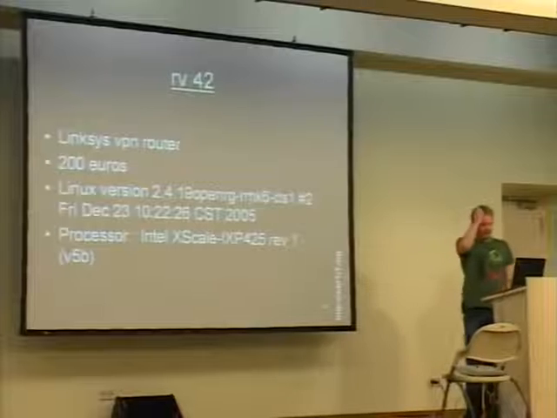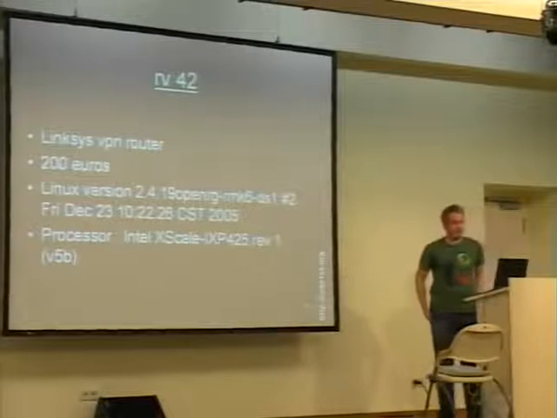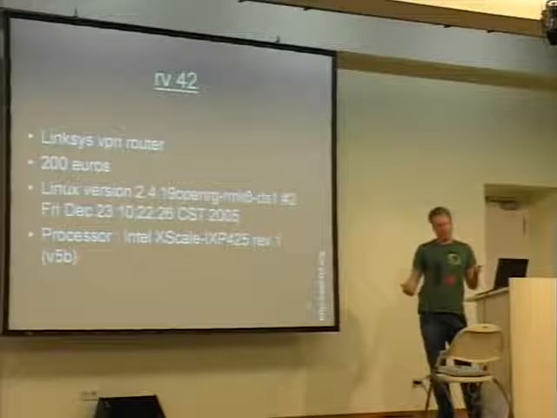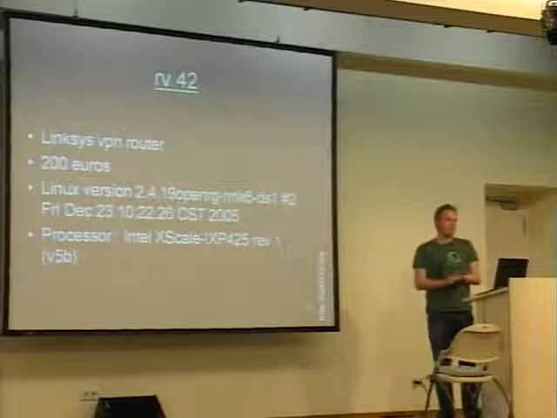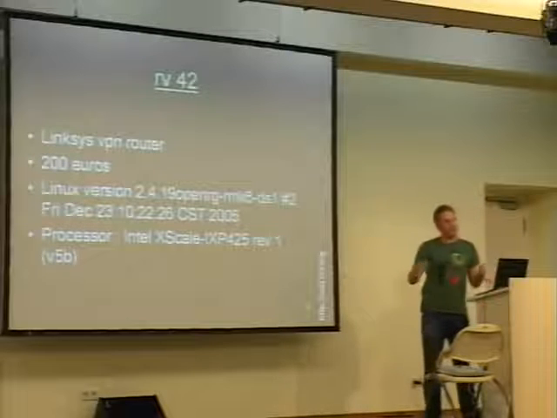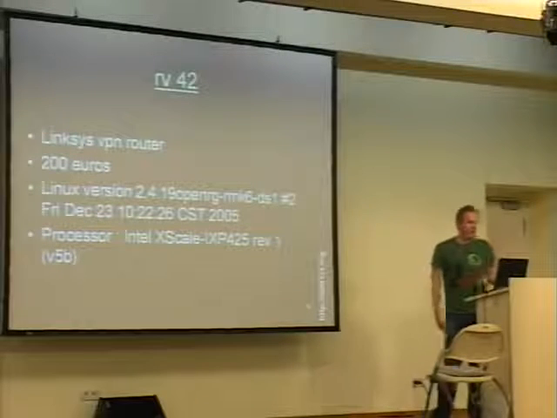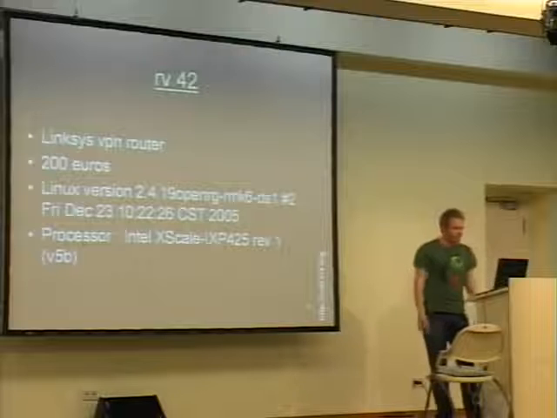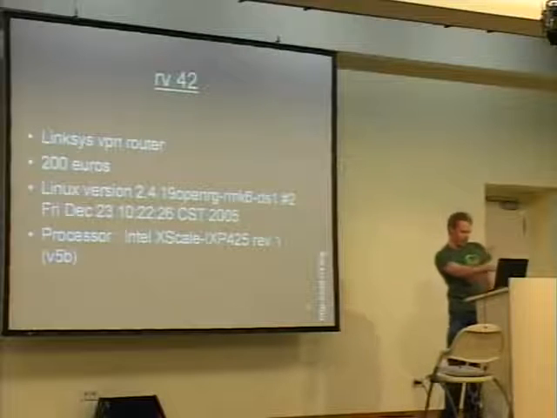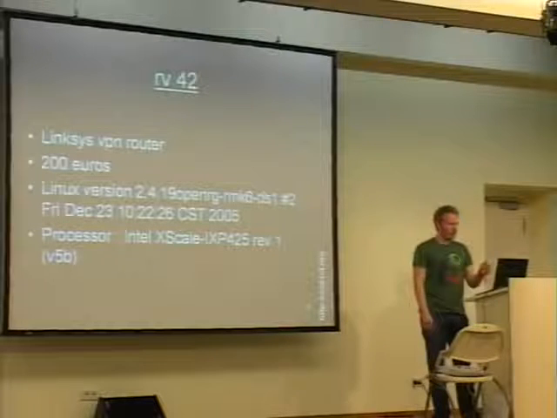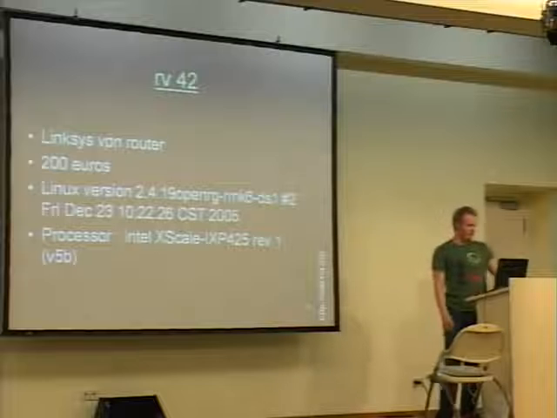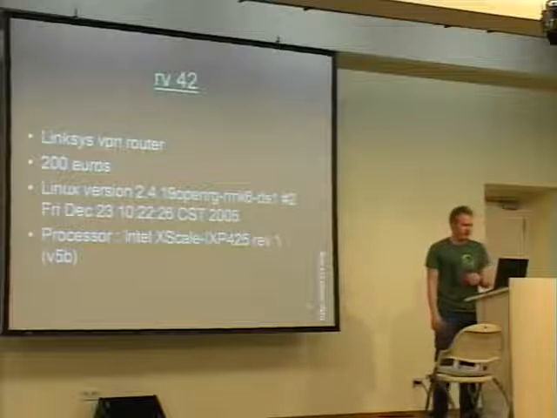Okay, so here's one nice example of what kind of steps you can take. The RV42 is a router from Linksys. It's a VPN router. You can buy it here over at Saturn for 200 euros. It has a 2.4.19 kernel. OpenRG is some Jungo thing, I guess. And the processor is from Freescale, as everybody can see.